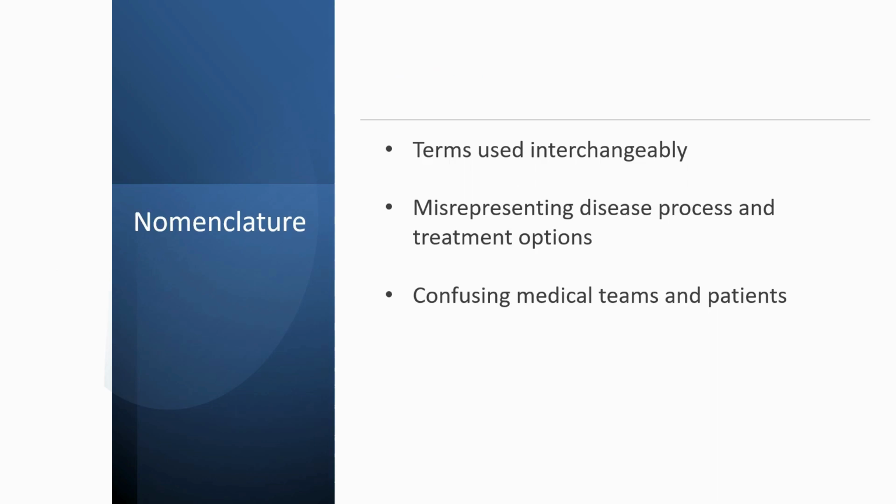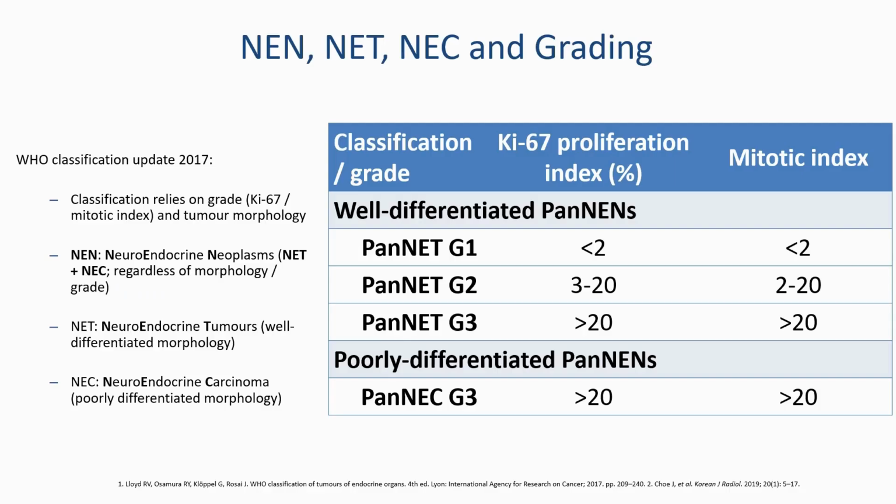We're next going to look at the nomenclature in this disease process. There are many terms that are used interchangeably and possibly inaccurately in many different circumstances. And this misrepresentation can affect the understanding of the disease process and treatment options. It is also confusing for the medical teams and patients involved. Let's start with the nomenclature of describing this disease process.